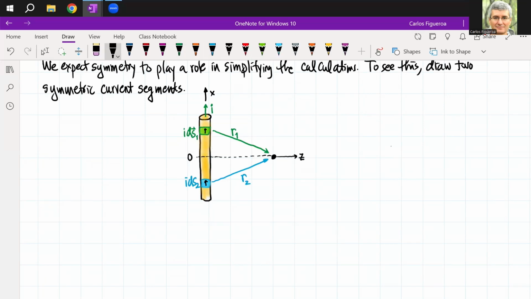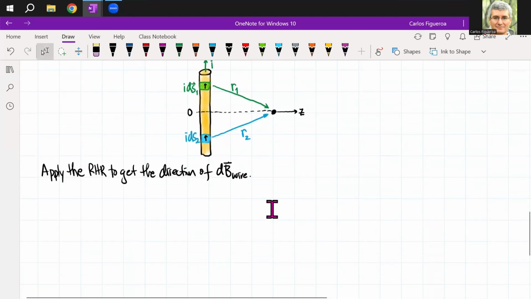Now, if I look at this thing, the first thing that I want to do is apply the right-hand rule to get the direction of dB of the wire.